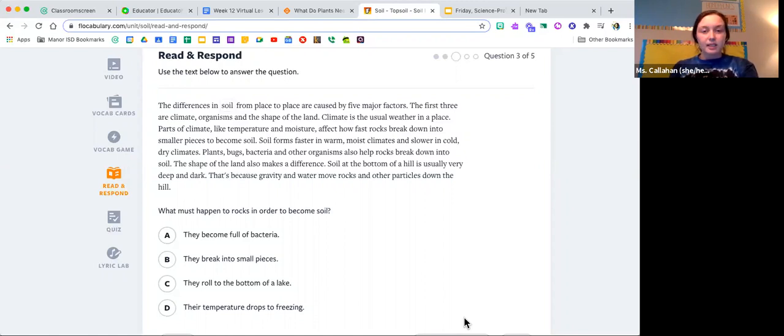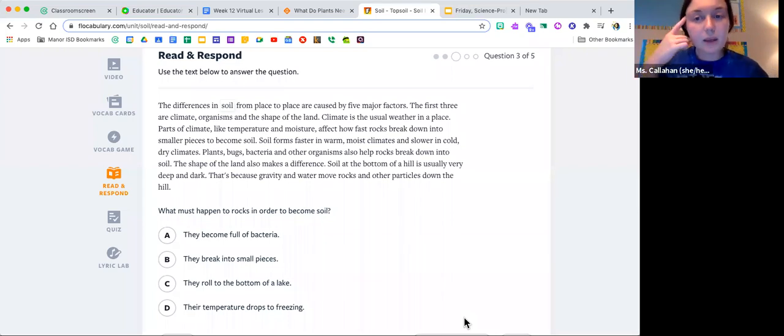Plants, bugs, bacteria, and other organisms also help rocks break down into soil. The shape of the land also makes a difference. Soil at the bottom of a hill is usually very dark and deep. That's because gravity and water move rocks and other particles down the hill. Okay, so it says what must happen to rocks in order to become soil?